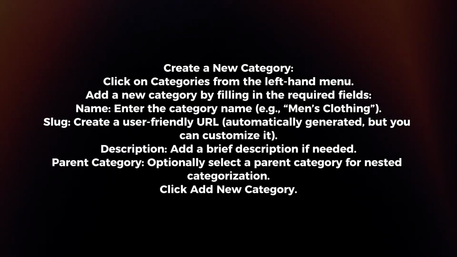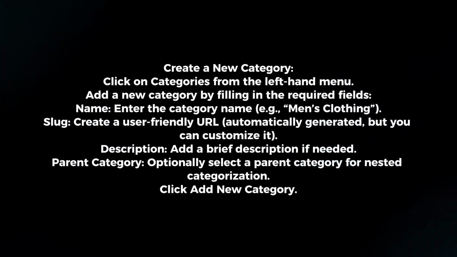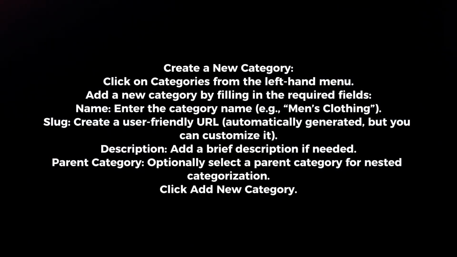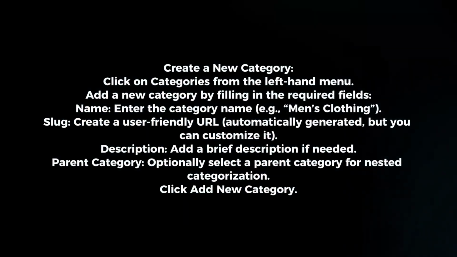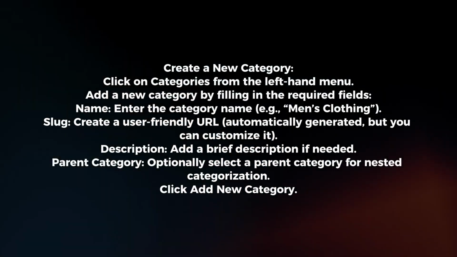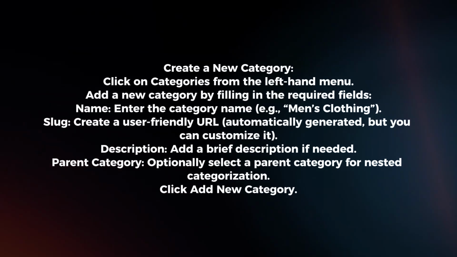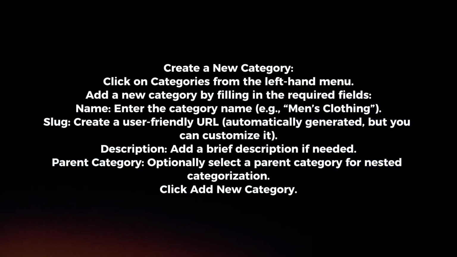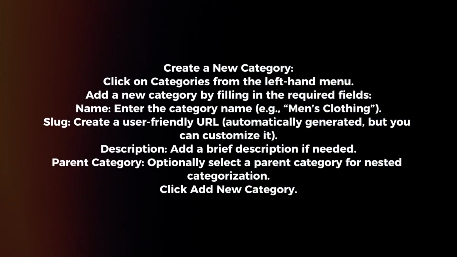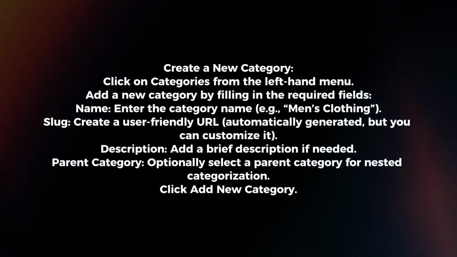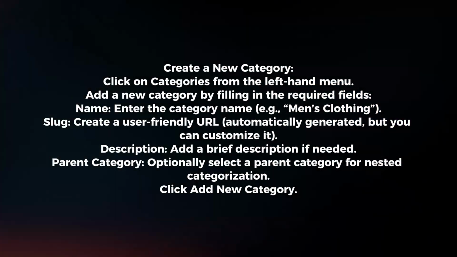Create a new category. Click on Categories from the left-hand menu. Add a new category by filling in the required fields. Name. Enter the category name. Slug. Create a user-friendly URL. Description. Add a brief description if needed. Parent category. Optionally, select a parent category for nested categorization.